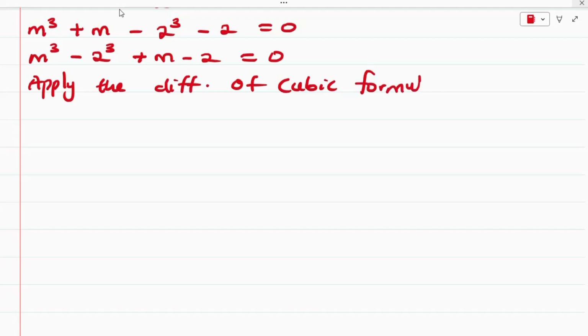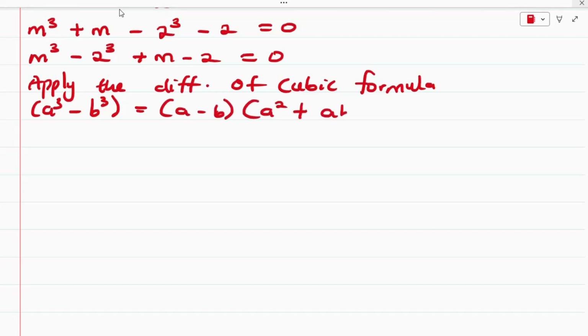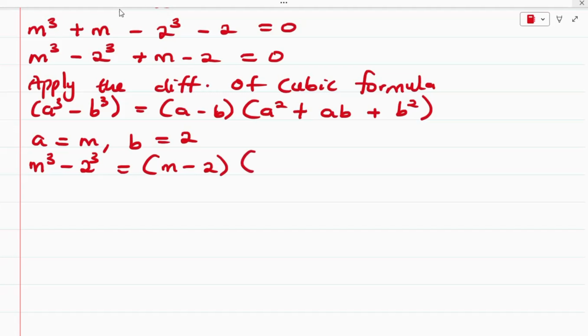The difference of cubes formula is given as a cubed minus b cubed is equal to a minus b into a squared plus ab plus b squared. So right here, m cubed minus 2 raised to the power of 3 is expressed in the cubic formula, whereby a is equal to m and b is equal to 2. So applying this into the equation, m cubed minus 2 raised to the power of 3 is equal to m minus 2 into a squared, which is m squared, plus ab, which is m multiplied by 2, giving us 2m, plus b squared, which is 2 raised to the power of 2, giving us 4. So this is what we are going to have.